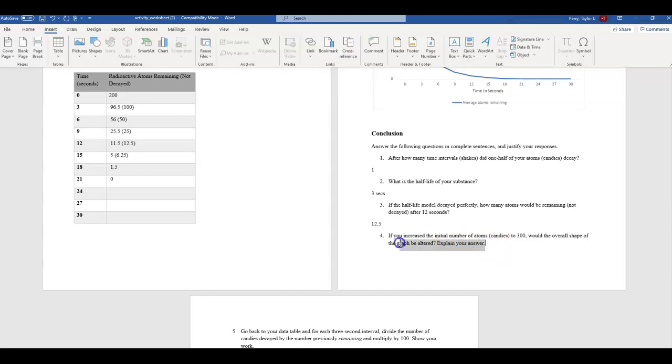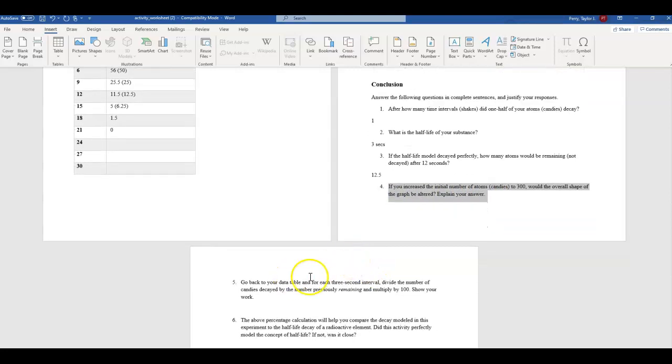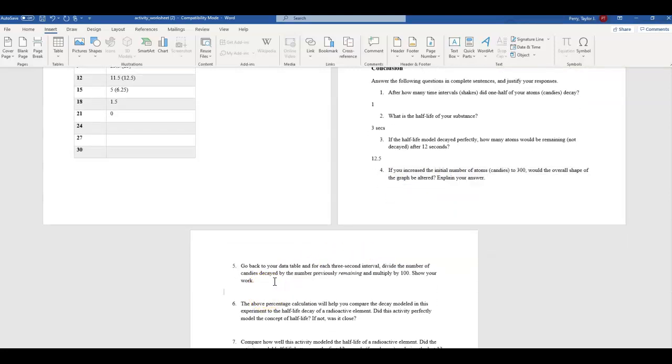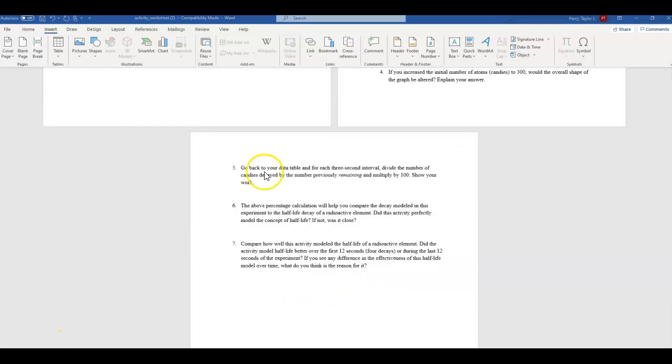You can figure this one out on your own, right? You can explain your answer going into the lesson and learning that. Go back to your data table, and for each 3-second interval, divide the number of candies decayed by the number of previously remaining, and multiply by 100. Show your work. Okay, so this question is really weird, the way it's formatted, but we'll do as they ask.